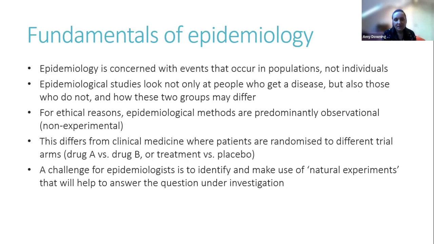A key challenge for epidemiologists is to try to identify and make use of natural experiments, akin to the sort of randomization you get in trials, that can help answer the questions. So you might find that something has happened to one population and then you want to compare it to a different population.